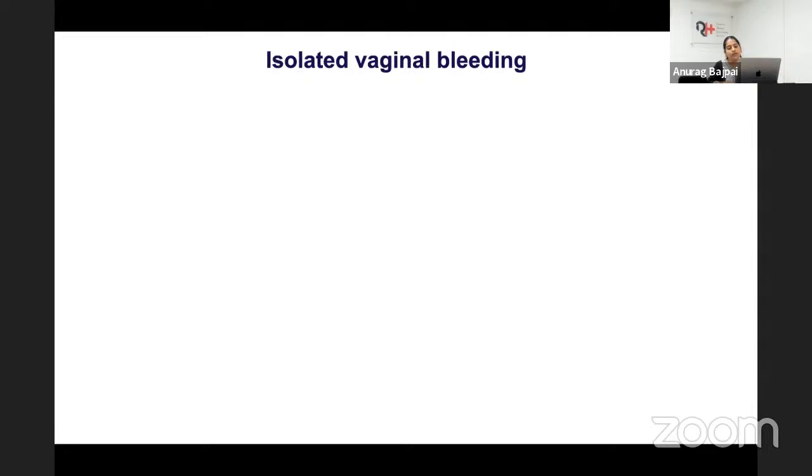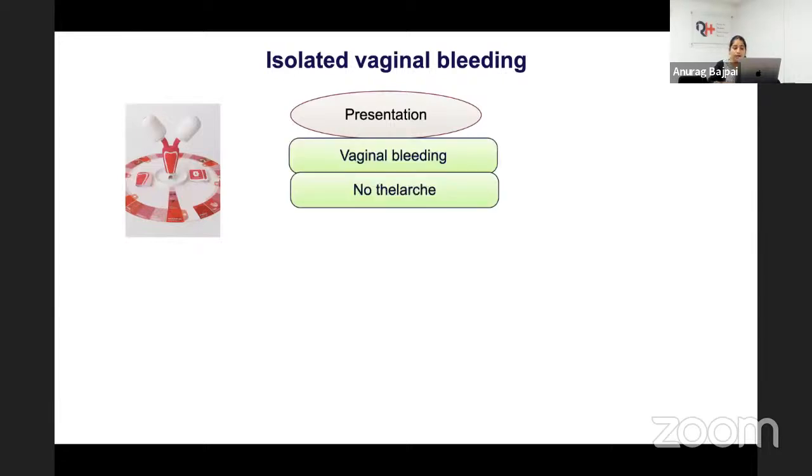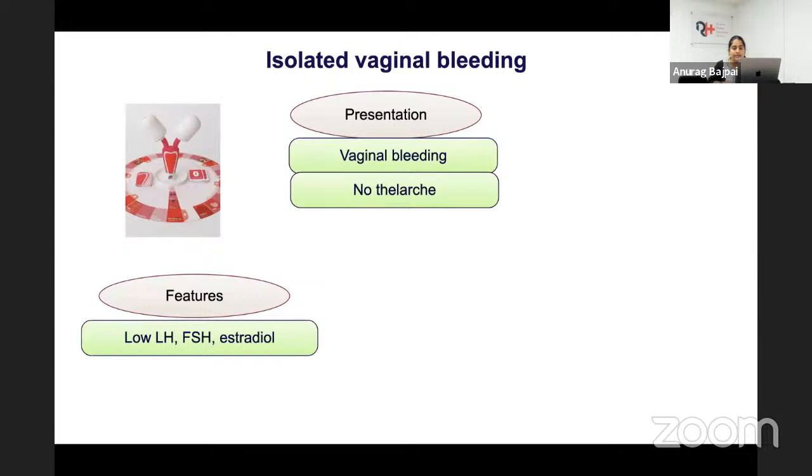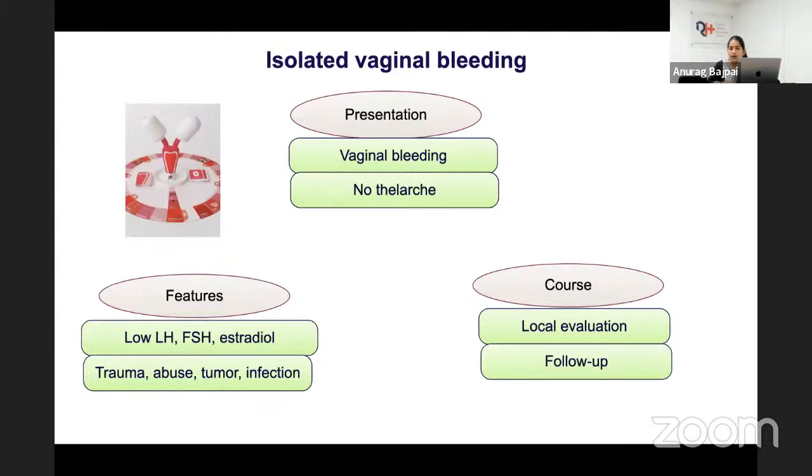Now, coming to another incomplete variant of precocious puberty, that is the isolated vaginal bleeding. Here, the patient will present with only vaginal bleeding. There will be no thelarche. And in these cases, LH, FSH, and estradiol are all very low. We should exclude history of trauma, tumor, infection, and abuse. In these cases, local examination by the gynecologist is a must. And we have to follow up these cases for further pathological causes.